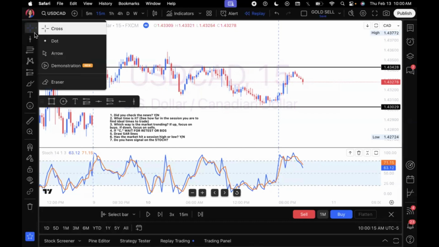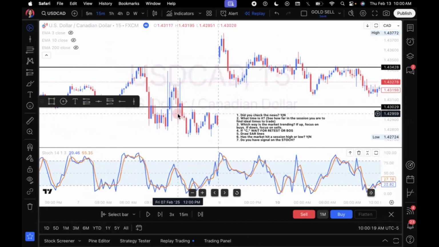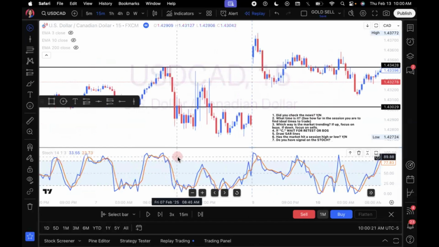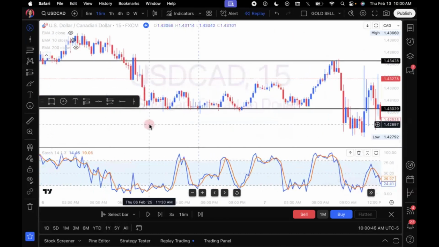I always go over this in every single video, but repetition is what breeds results. Now for me, I'm looking for three things on the stochastic to determine if I want to buy or sell. I want to know if the stochastic is facing up or down. I want to know which line is on top, blue or orange. And I also want to know if the stochastic has crossed any of these significant levels, because that really helps me with my entry and exit points.